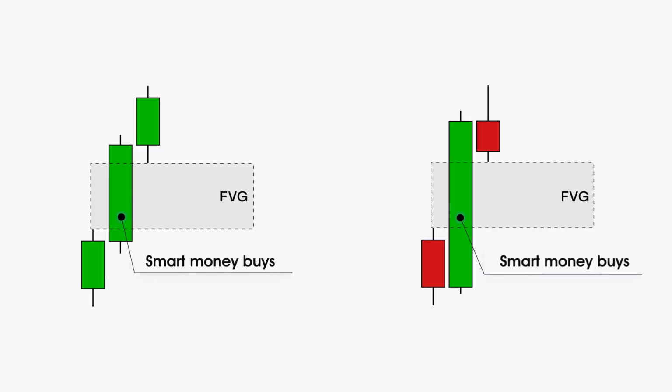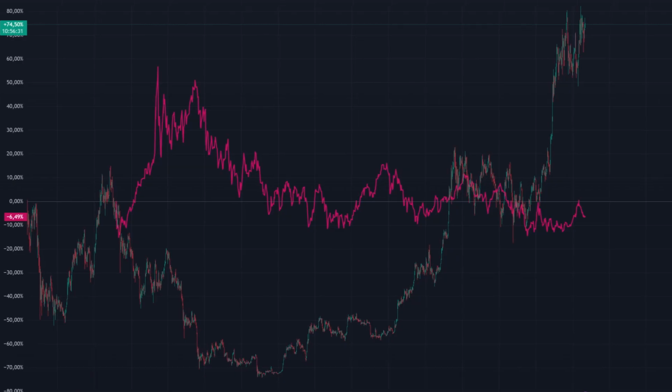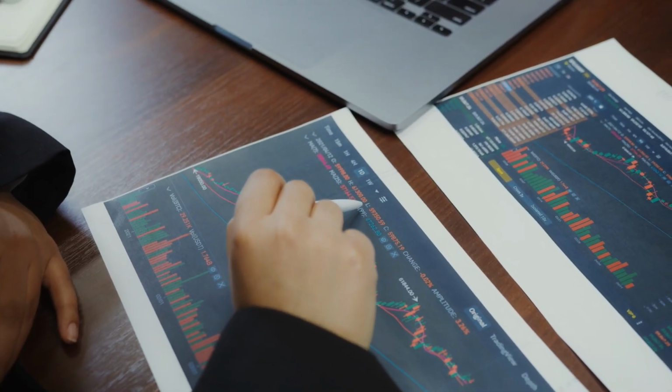Additionally, we'll show a step-by-step action algorithm and break down setups that work for any market, whether it's cryptocurrency, stocks, currencies, or even commodities. After all, the price of oil and Bitcoin might move differently, but the logic of price formation is the same. Real-life examples will prove that this strategy works.